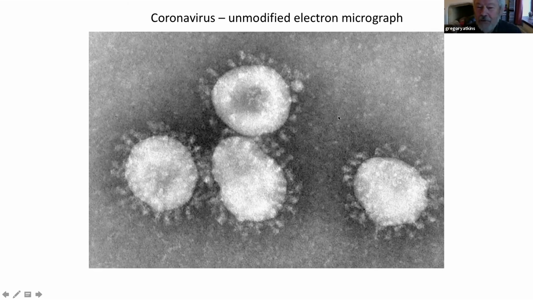When you see electron micrographs of coronaviruses, you'll often see they're coloured. That's completely artificial. The original electron micrograph is always grayscale. It's never coloured, because that's the way the electrons work on the fluorescent screen. If you see a coloured electron micrograph, it's somebody who's put the colours in to make it look pretty. The original electron micrograph would look like this.